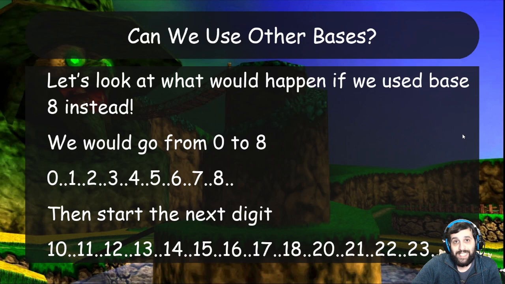Can we do it with a base of 8? Yeah, we can. And so 0, 1, 2, 3, 4, 5, 6, 7. Once you get to 8, start it over, and then you go 10. So just look at this one digit: 0 through 7. Once you get to the end, we add 1 to the next digit. So 20, and then 21, 22, and 23.